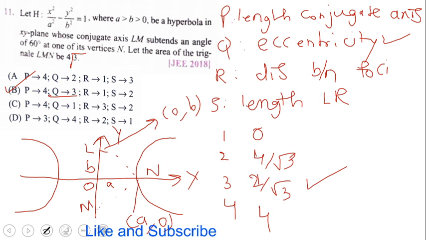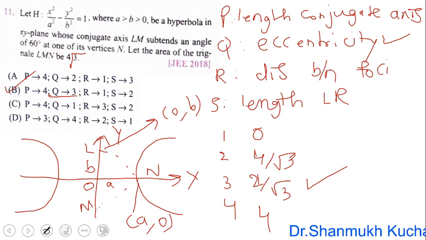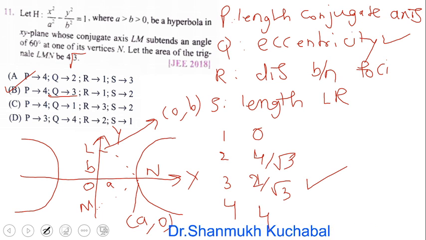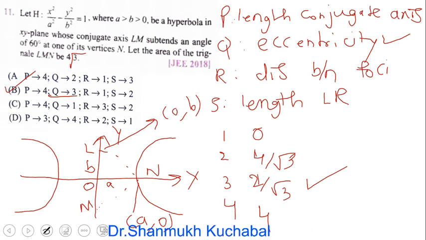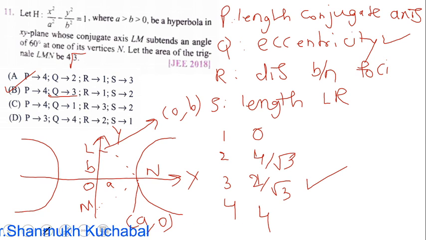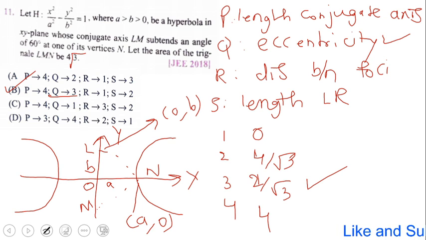So we will observe that the length of the conjugate axis is 4. Next, the eccentricity we have calculated is 2 by root 3. Then the distance between the foci we have calculated. Next, the length of a latus rectum we have calculated here. The length of a latus rectum is 4 by root 3 here. So in this way we have to calculate.